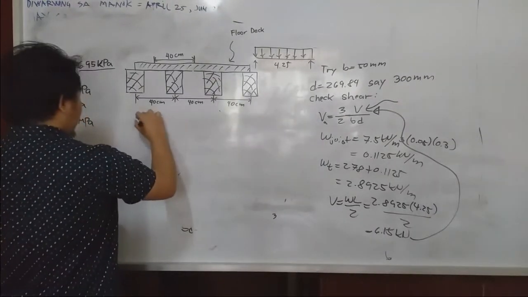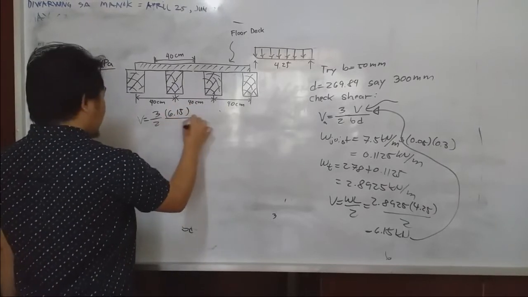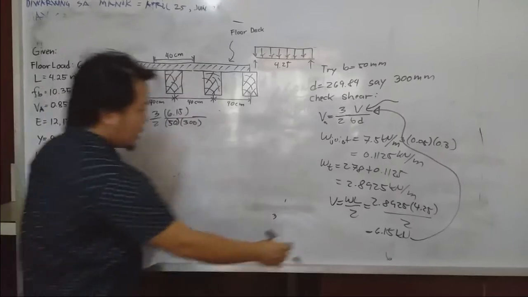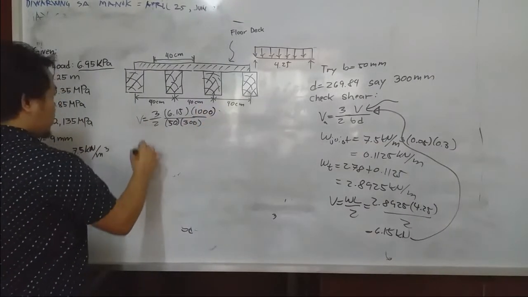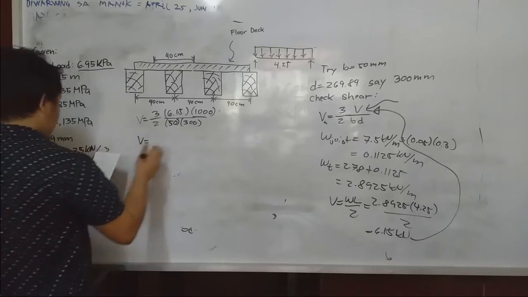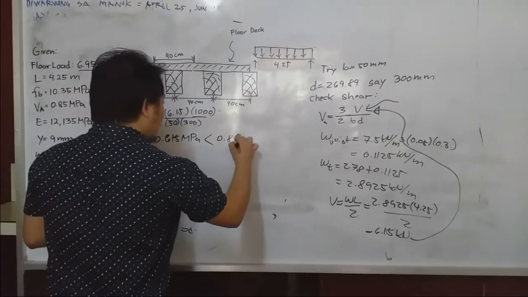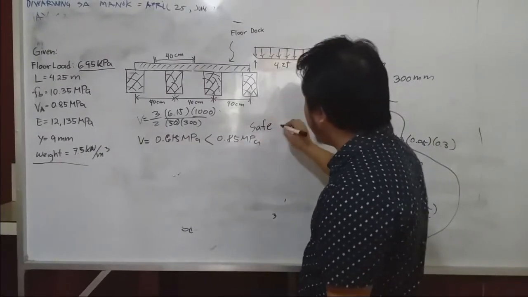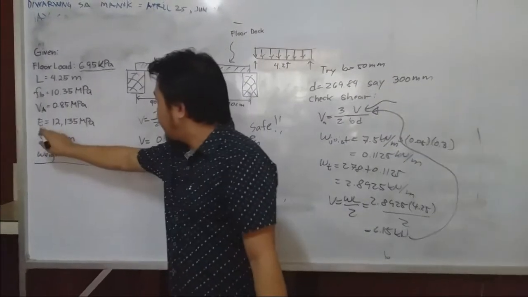From there, V is just equal to 3 over 2 times 6.15 over the dimension of 50 times 300. Since this is kilonewton, we will convert that into Newton so that we will produce the stress, which is 0.615 MPa, less than 0.85 MPa. This 0.85 is the allowable shear stress. Therefore, you can say that it is safe to use the dimension of 50 by 300. But we are also given the deflection.